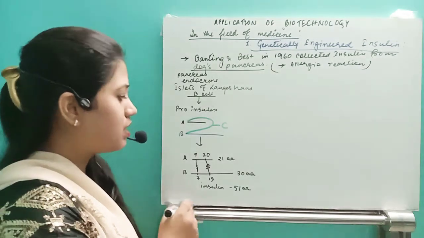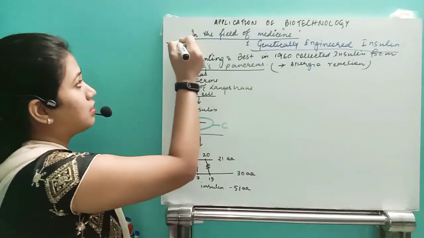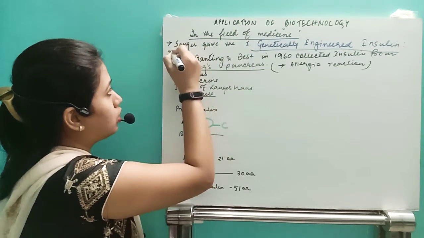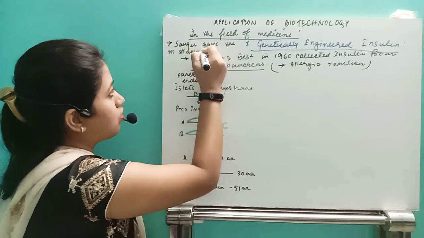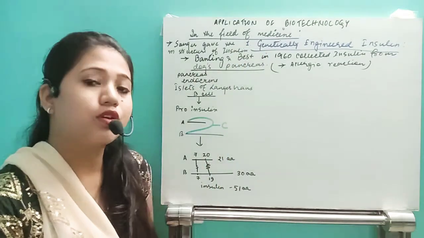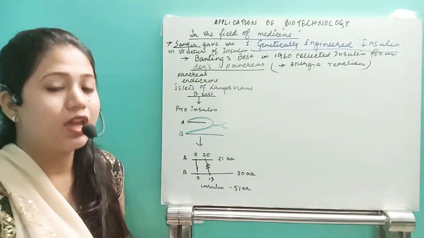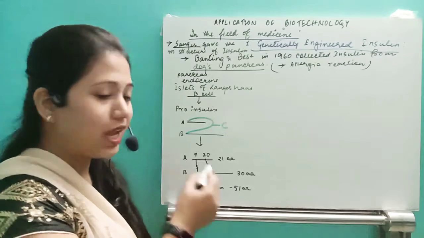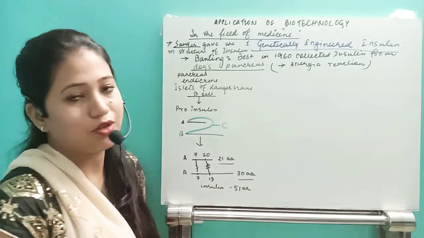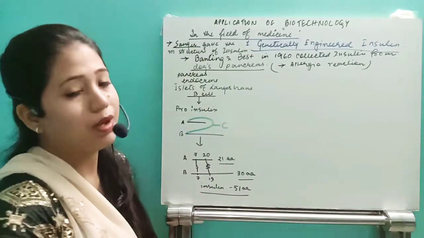Okay, so just see what is happening. And one thing is also very important: Sanger gave the molecular structure of insulin. This insulin has 51 amino acids. He gave the idea for the first time that it is a polypeptide made up of 51 amino acids, with an A chain and a B chain. The A chain has 21 amino acids and the B chain has 30 amino acids, and in total insulin has 51 amino acids. This was given for the first time by Sanger.